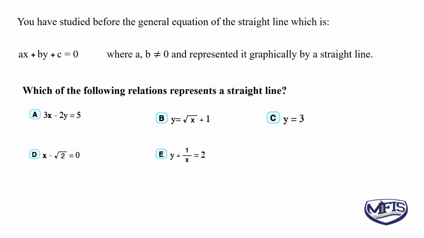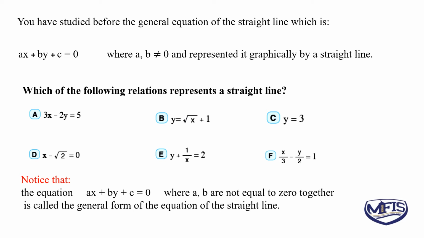Y plus 1 over x equals 2 is not represented by a straight line because we have 1 over x, so x here has power negative 1. X over 3 minus y over 2 equals 1: we can write the coefficients of x and y as 1 over 3 x minus 1 over 2 y equals 1. So x and y are of the first degree, so we can represent it by a straight line. We can use GeoGebra to draw all these graphs.